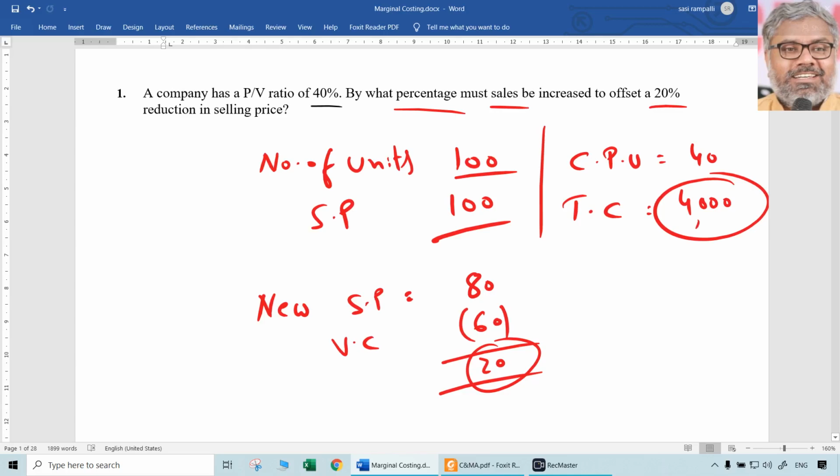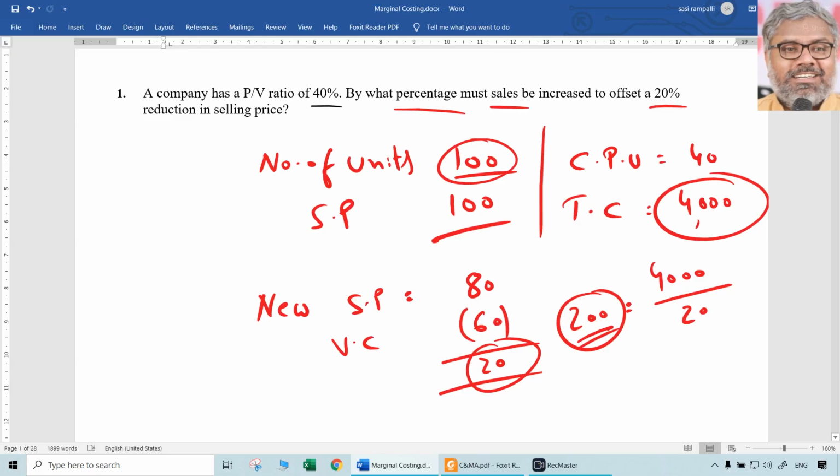But you want to achieve a total contribution of 4,000 rupees. Same contribution, how can it be achieved? If per unit contribution is 20, 4,000 divided by 20, how many units are supposed to be sold now? With this changed number, 200 units are supposed to be sold. Originally the number of units was 100, now it is 200. So what is the percentage increase in the sales? Sales here means quantity. Percentage increase in the sales quantity, how much? 100%. Because the sales were earlier 100 units, now they are supposed to be 200 units in order to maintain the same contribution of 4,000 rupees in total in our example.